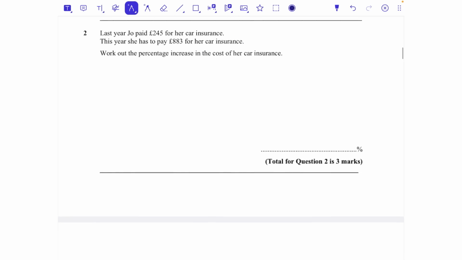Question number 2. Last year, Jo paid £245 for her car insurance. This year, she has to pay £883 for her car insurance. Work out the percentage increase of the cost of her car insurance. So percentage increase or percentage decrease or profit is change over original times by 100. So the change is just how much it's changed by.